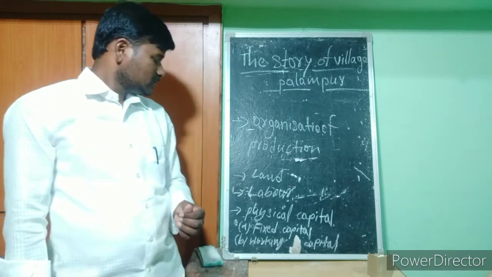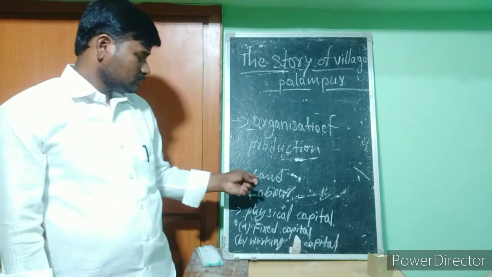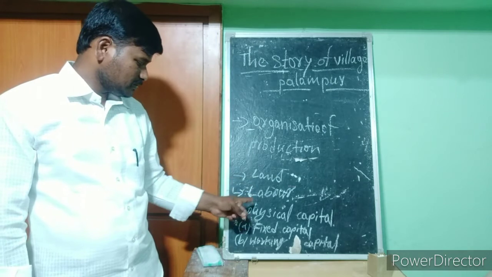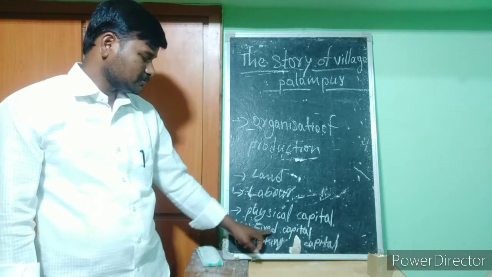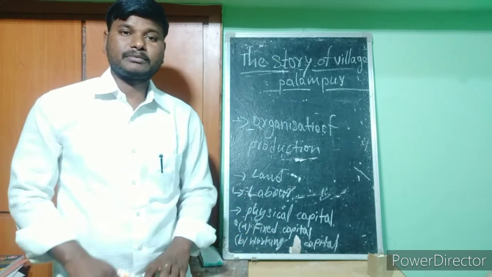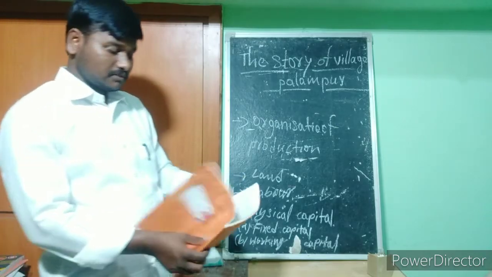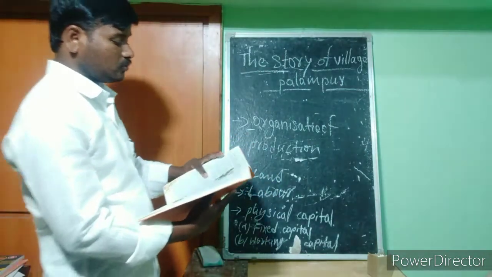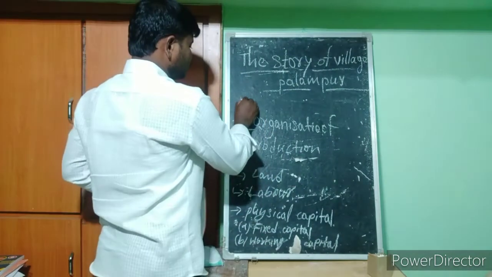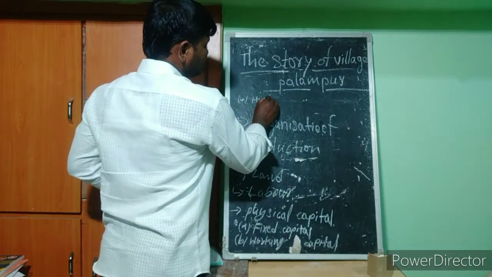Here we learned three things: land, labor, physical capital. In physical capital, fixed capital and working capital. Next, the last one, the fourth one, we require human capital. Fourth one, human capital.